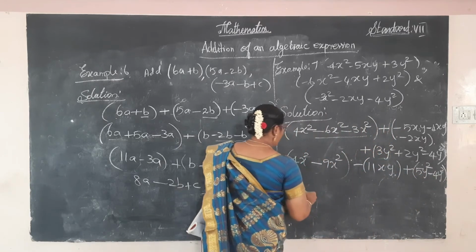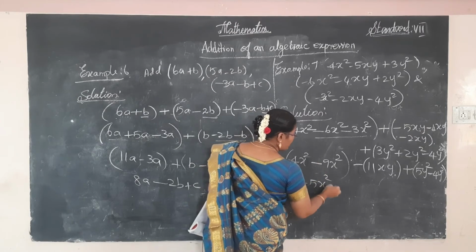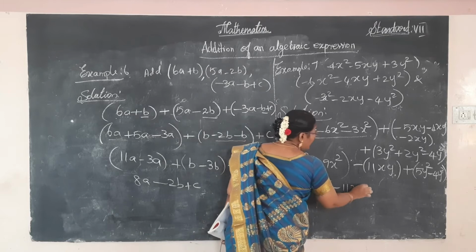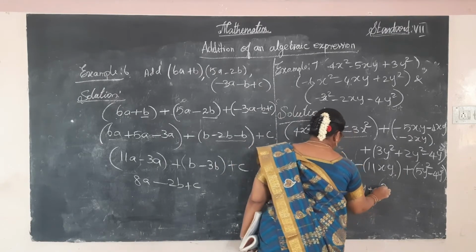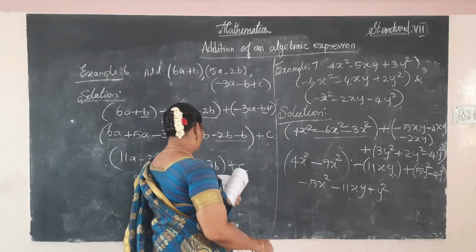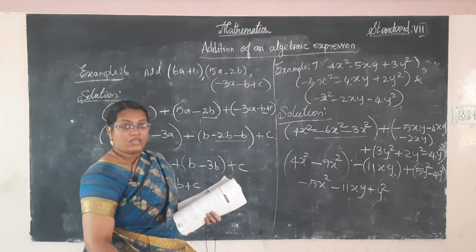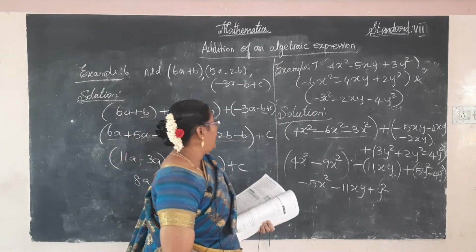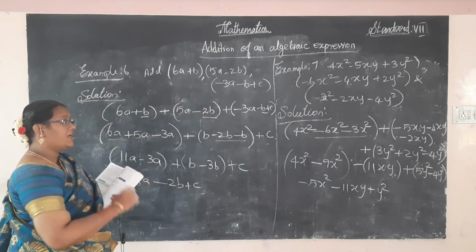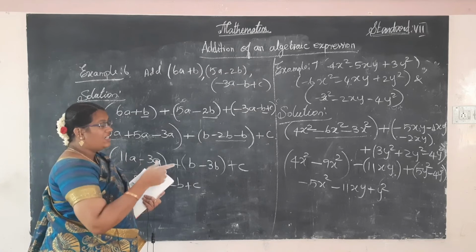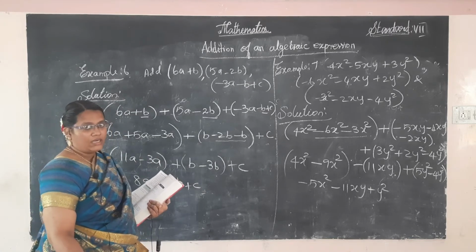Now simplify. For the x squared terms, the greater number's sign is minus, so minus 5x squared minus 11xy. Here the greater number's sign is positive, subtract and we get y squared. That's all. So the answer is minus 5x squared minus 11xy plus y squared. This is the horizontal method. Horizontally arrange all the like terms and simplify the given algebraic expression, which is called the horizontal method.